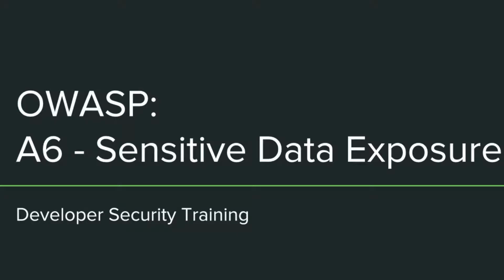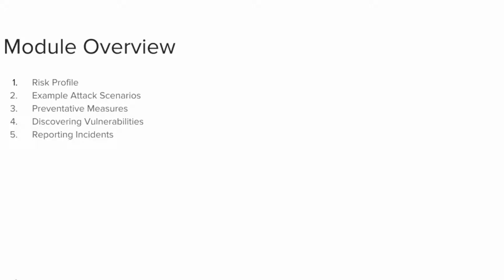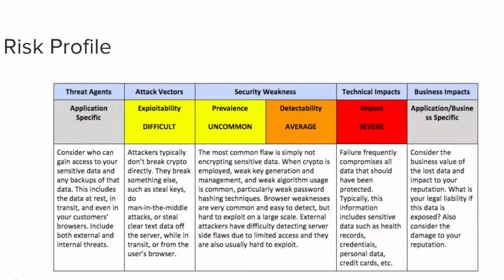This training module covers OWASP A6, Sensitive Data Exposure. The module is divided into 5 sections: Risk Profile, Example Attack Scenarios, Preventative Measures, Discovering Vulnerabilities, and Reporting Incidents. While an uncommon vulnerability, sensitive data exposure can have a serious impact on the business.